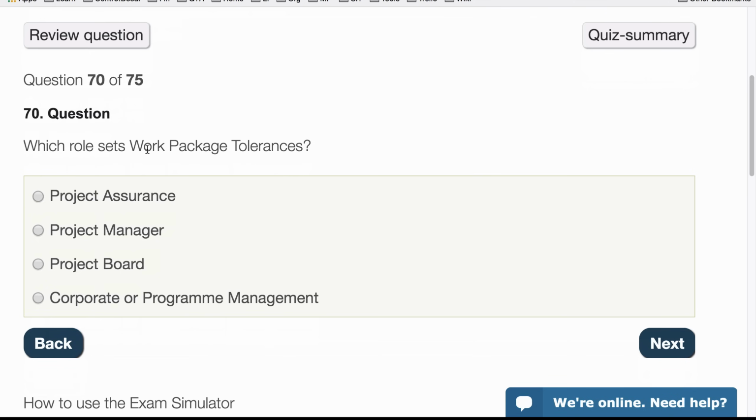Which role sets the work package tolerances? The work package tolerances are always set by the level above, and they are used by the team, so they're set by the project manager. So that's that there.